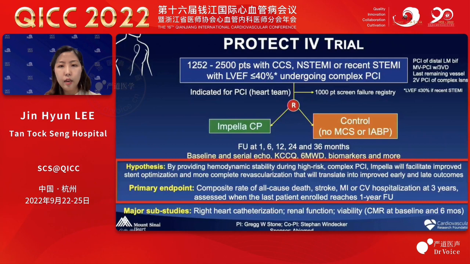So we are at this exciting stage with all this evidence coming out. Right now, the ongoing trial is the randomized study, PROTECT 4, which looks at complex disease patients with impaired LV ejection fraction. They randomize them to an Impella CP group versus a non-Impella CP group, whether on balloon pump support or no balloon pump support. The hypothesis is that by providing this hemodynamic support, Impella will improve more complete revascularization, which will translate to a better outcome early and late at 3 years.